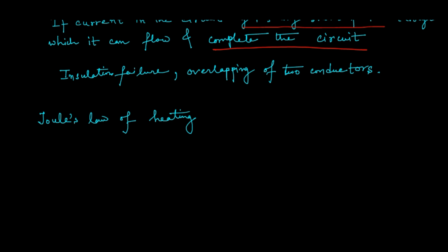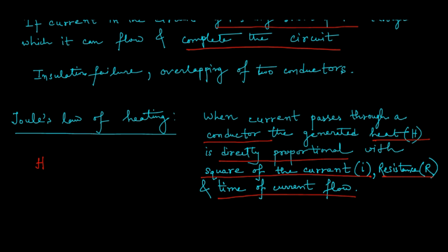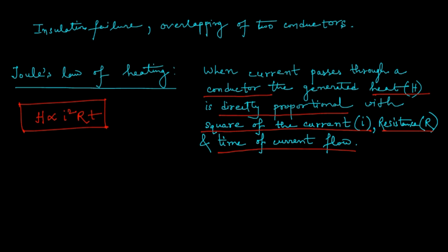If we read Joule's law of heating, it says when current passes through a conductor, the generated heat is directly proportional to the square of the current passing through the conductor, the resistance of the conductor, and the time of current flow through the conductor. So from this expression, the generated heat is directly proportional to I squared R T.